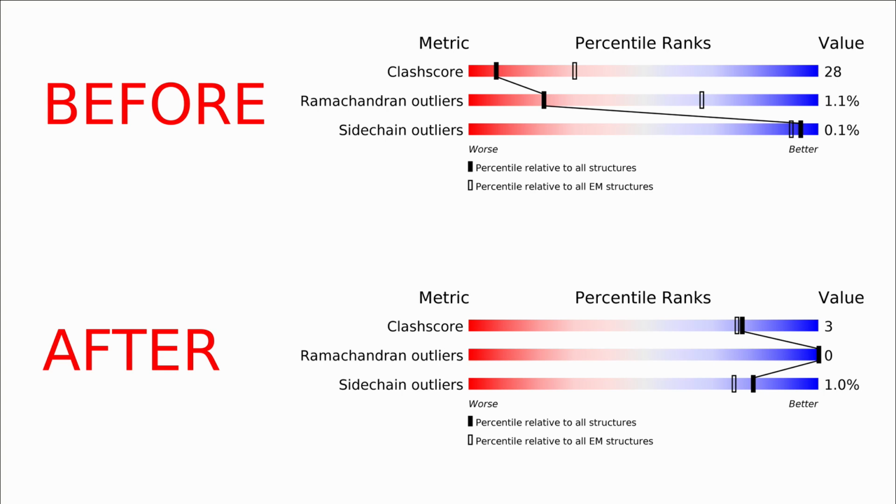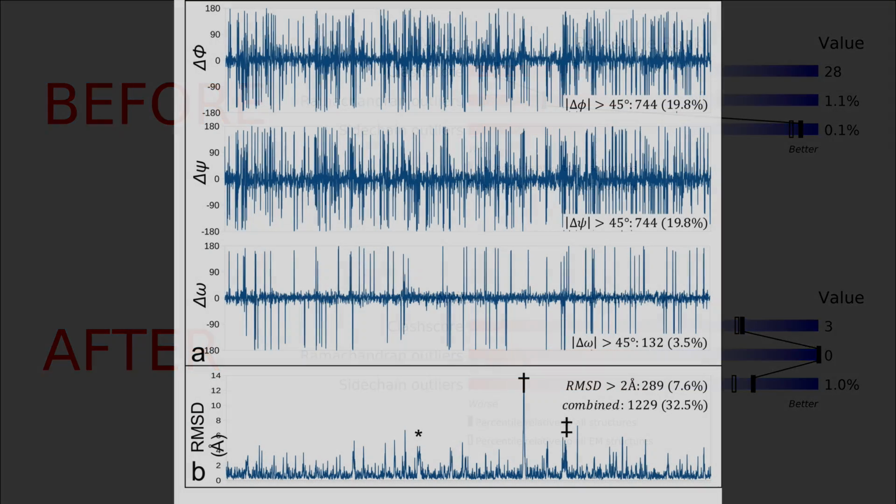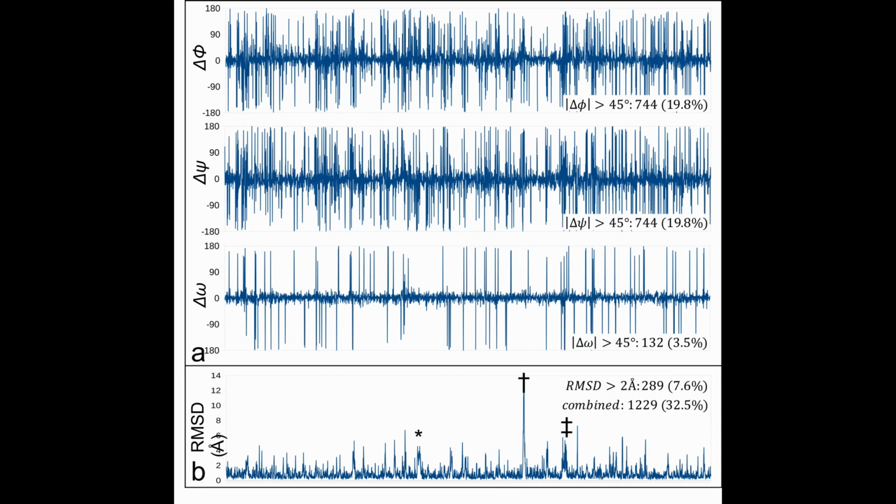After all, the changes in any one metric are only a few percent at most. Perhaps this will make things clearer. Here I've plotted the changes in the key peptide backbone dihedral angles phi, psi, and omega, as well as the root mean square bulk movement for each residue in the model.